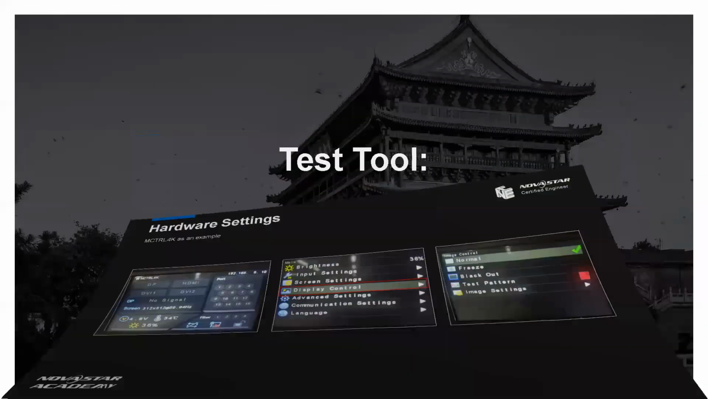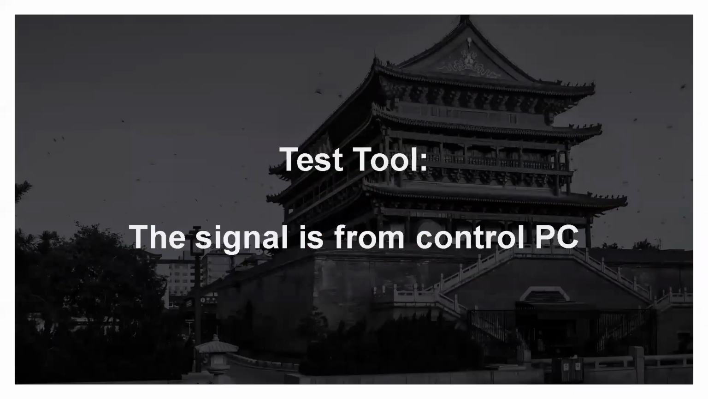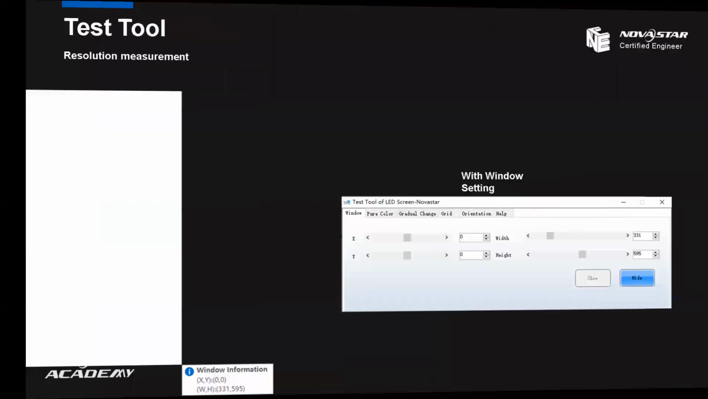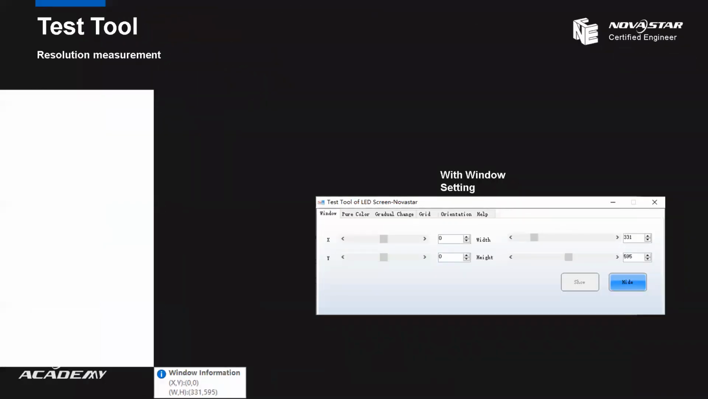Next, let's see the second useful tool, the test tool. As I mentioned, the test tool signal is from the control PC. That means you have to connect both the control cable and the video source cable between your PC and your controller. After you finish this system structure, we can move to the software. You still need to run the LCT software, find the test tool button, and click to go inside the test tool interface.